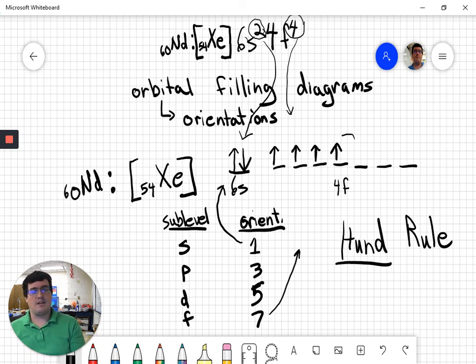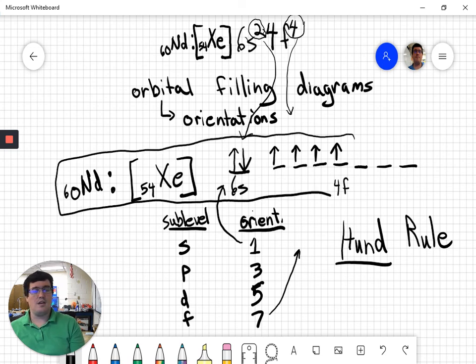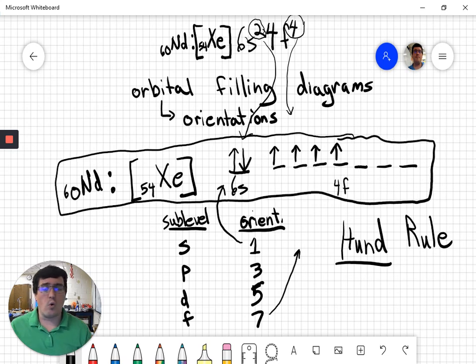And this right here is what the electron configuration orbital filling notation or orbital filling diagram, depending on who you ask, is going to look like for this.